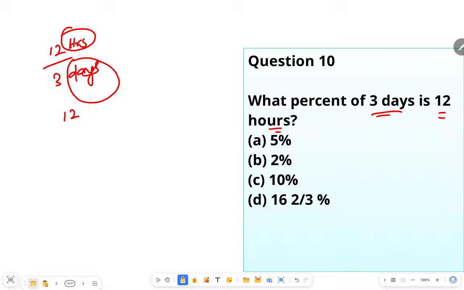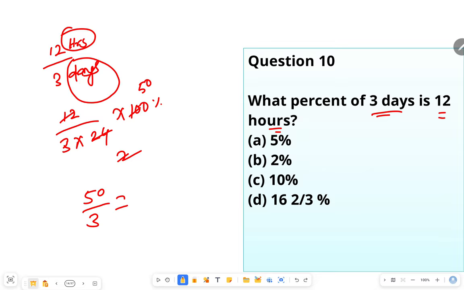In order to change to the same unit, you will have to multiply this 3 with how much? 24. And then to change into percentage, you have to do that with 100. So now you can cancel it 2 times, and then you can divide this 2 with 100. Here you will get 50. 50 you will get here, right? Now 50 divided by 3, how much will you get?